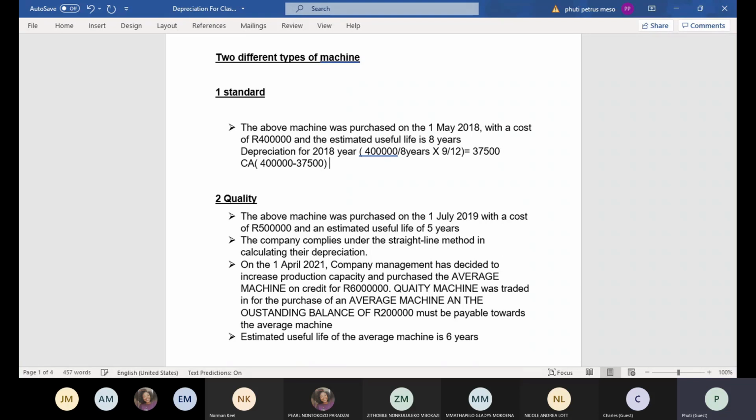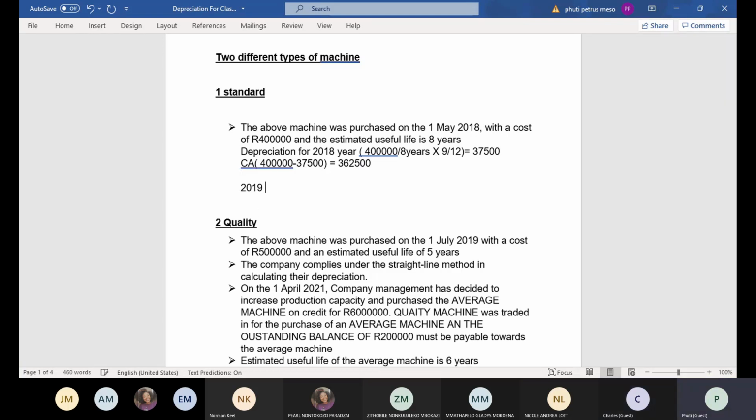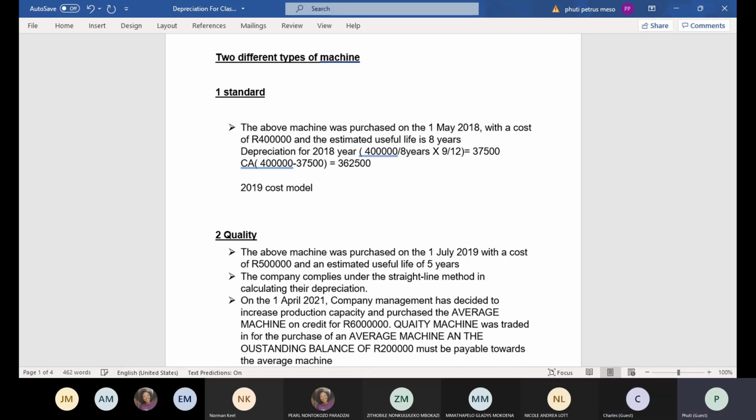I think this is the part that confuses you, but I'll explain it. This is your carrying amount for the 2018 year, right? Let's say we're looking for the depreciation for the 2019 year. Our depreciation is based on the cost model. You're going to say, again, 400,000 rand. And this time around, because there's no apportionment of the months, you just say straight 8 years, and you get 50,000 rand up until you reach the final year.